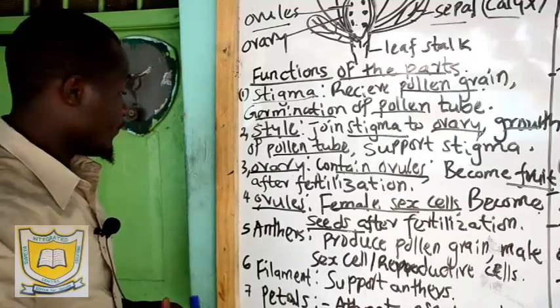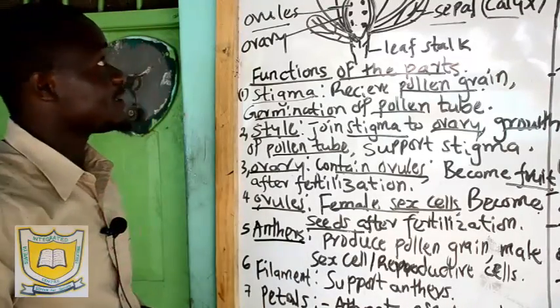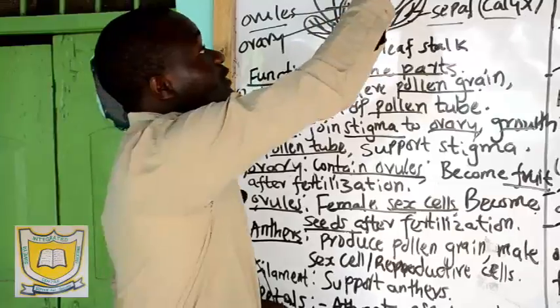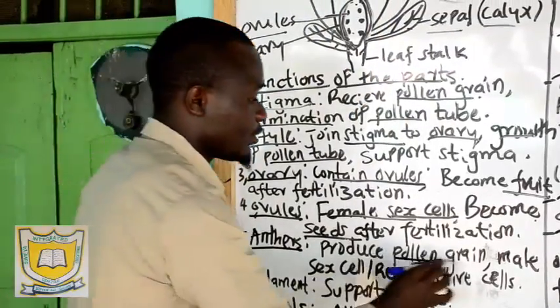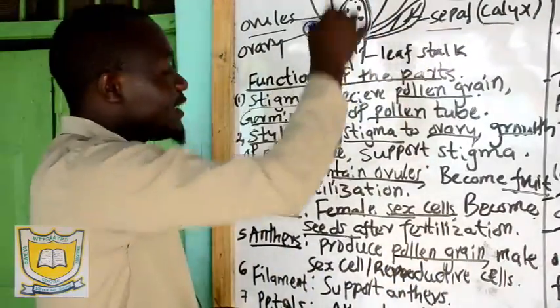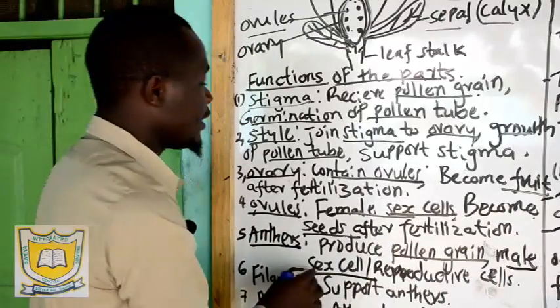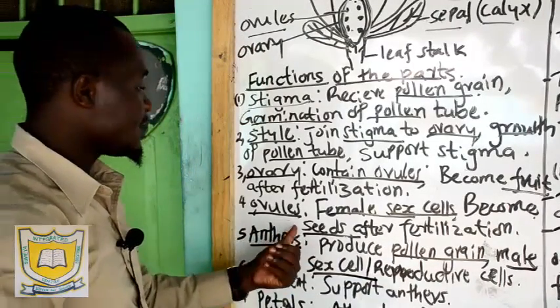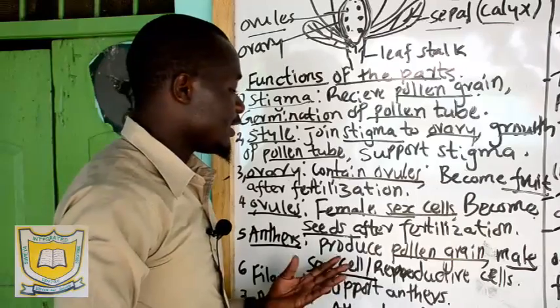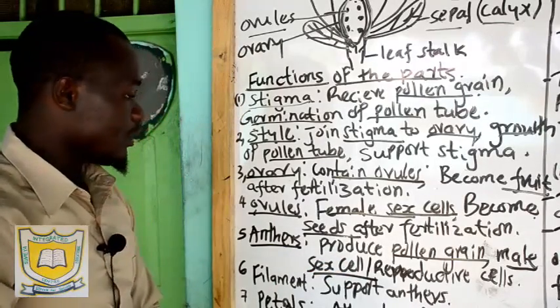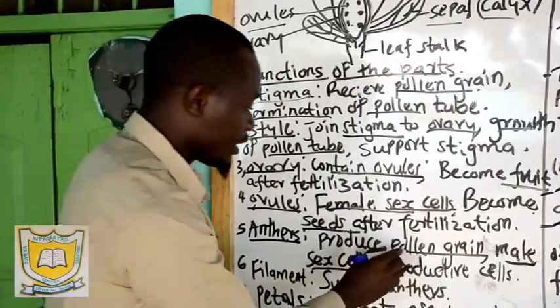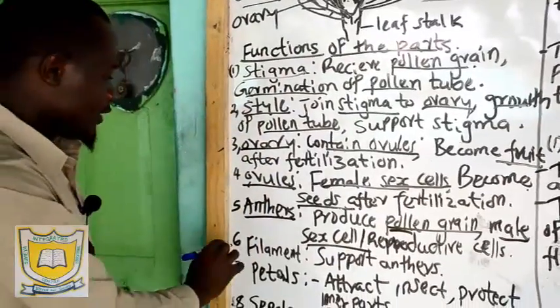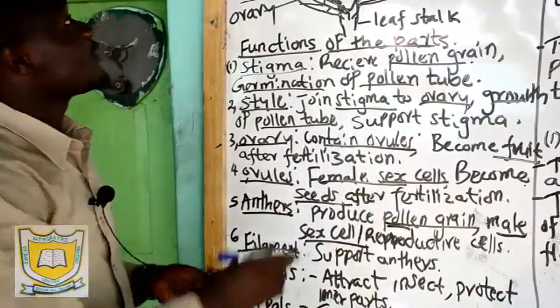We move to the fifth part, which is the anthers. The anthers, I've already said, produce the pollen grain. And pollen grain is the male sex cell. Female sex cells are the ovules, while the male sex cells are the pollen grain.